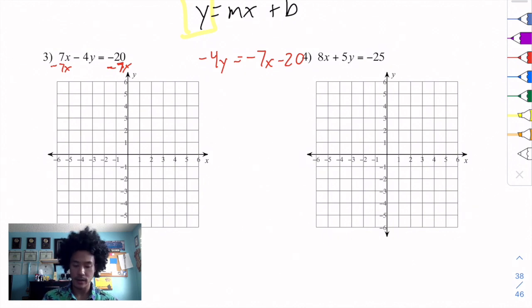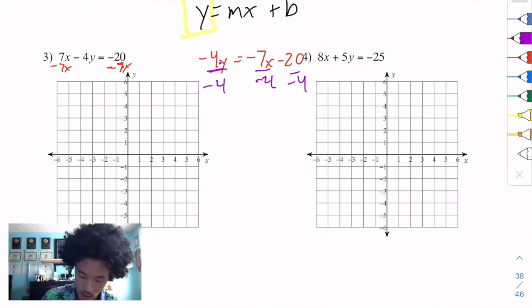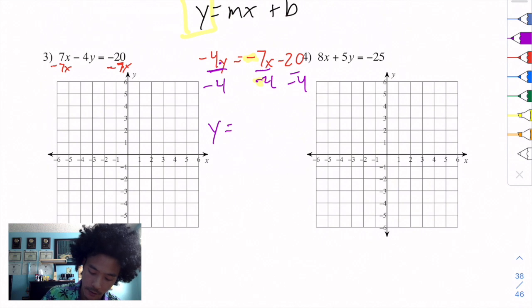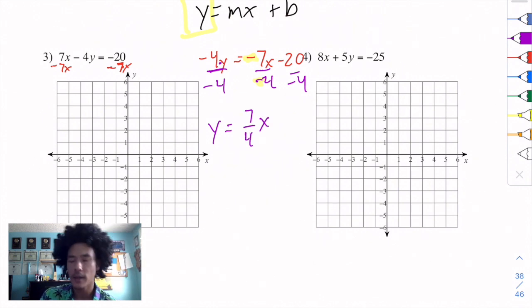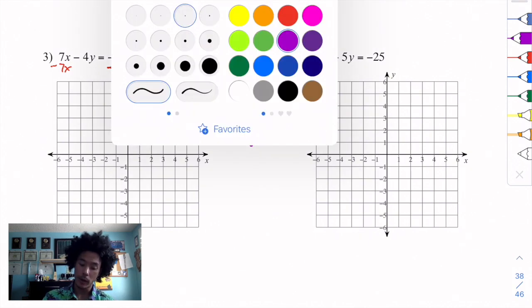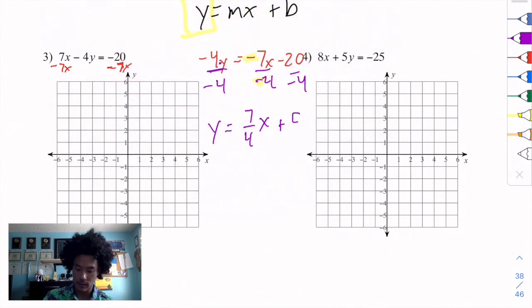The reason why we divide is because this here is multiplication, right? When a number is next to the variable, it's multiplication. So we want to make sure we divide both sides by negative 4. Make sure you divide everything by negative 4, right? Don't leave out any of the numbers. The 4's will cancel. A negative divided by a negative is going to just end up being a positive number. So this is 7 over 4x. Negative 20 divided by negative 4. How many times does 4 go into 20? 5 times. And it should be a positive 5 because it's a negative divided by a negative.